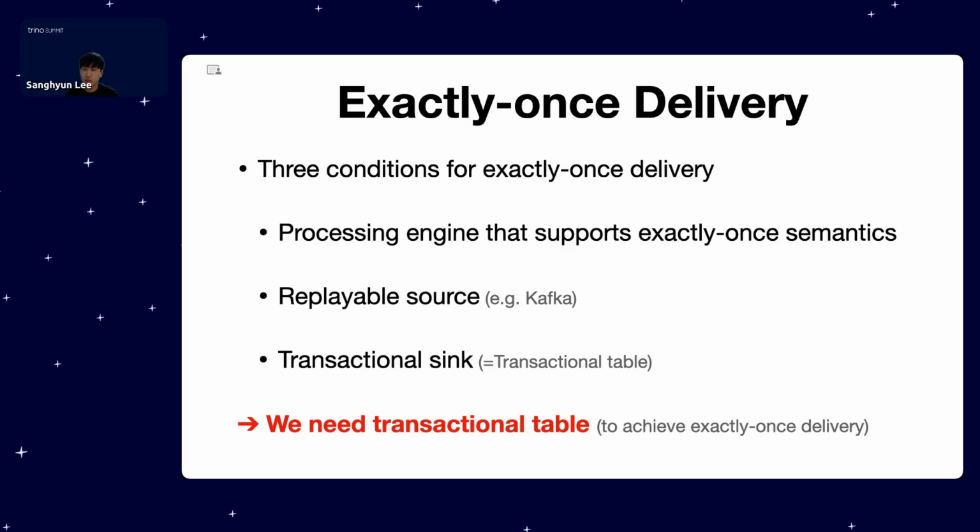As you may already know, our data source Kafka is replayable. This is because we can reproduce the message by resetting the offset to the past. So we only need the third condition, a transactional sink. And in this context, sink refers to the table where the data will be stored. So we need a transactional table.